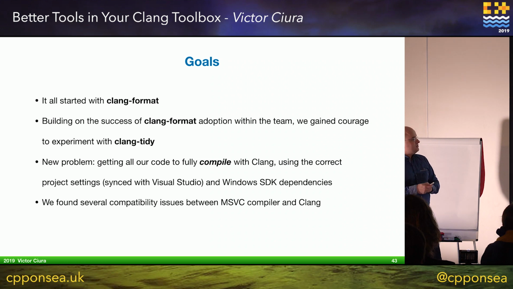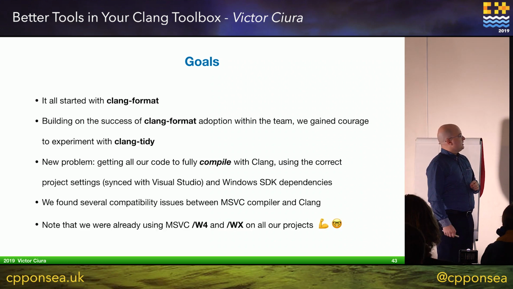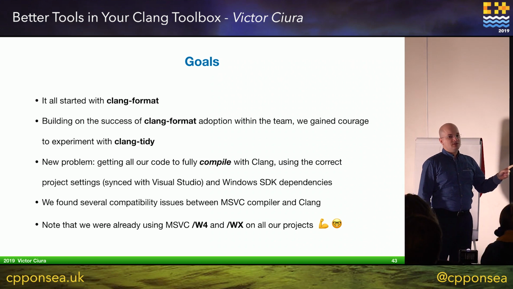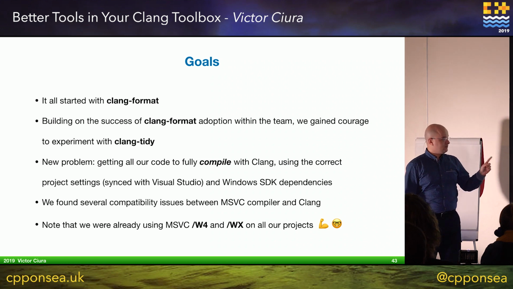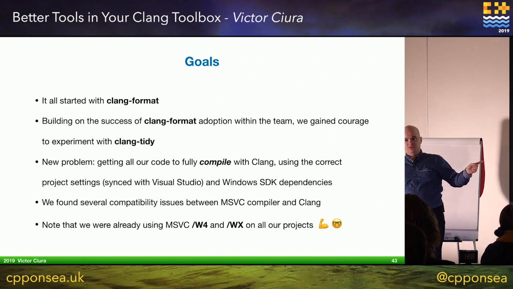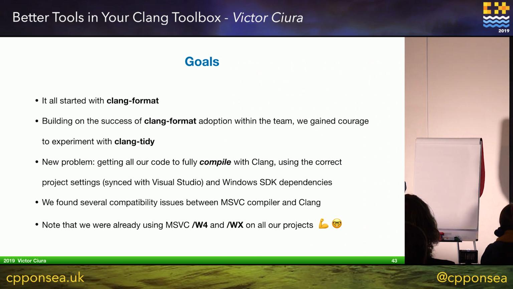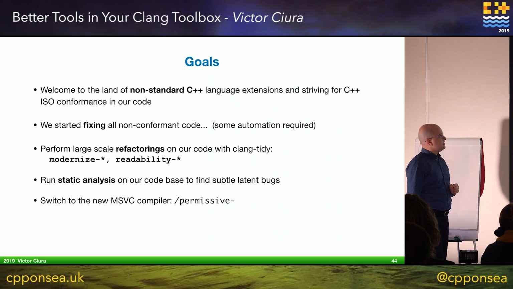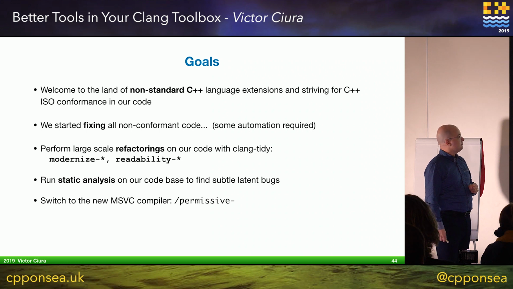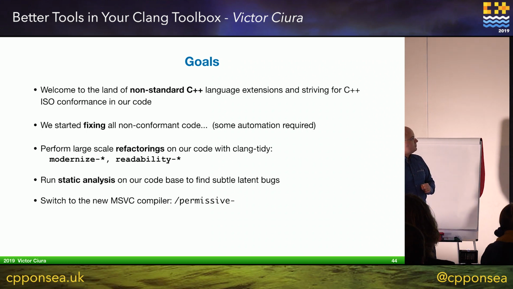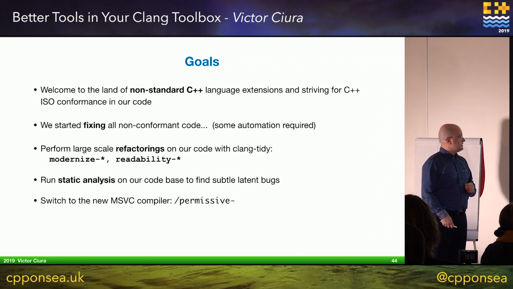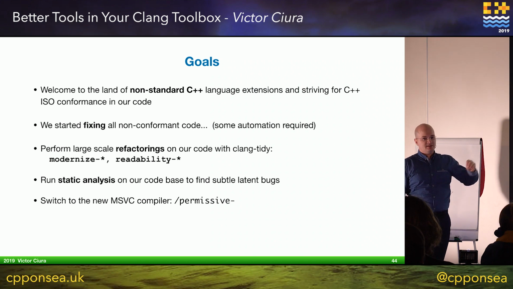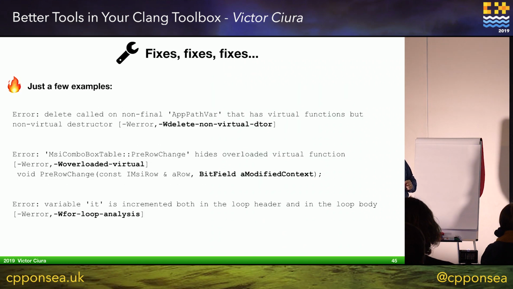So we have found several compatibility issues between the two compilers, and I have a few examples. Just as a note, we were already on the highest warning level in MSVC, warning level 4, and we had no warnings in the project. We used WX, that's treat warnings as errors. But there are non-standard C++ extensions, and the MSVC compiler happily accepted those, and people use them. So we fixed all of those, and we performed refactorings, like I said, and static analysis, and we finally managed to switch to permissive minus. That took a while, but we got there.